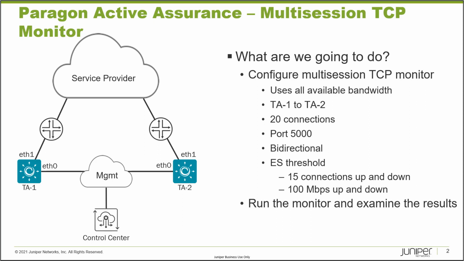It's going to be 20 connections, and that's the whole point of a multi-session TCP monitor, the amount of sessions that it allows you to have. And then we're going to use port 5000. It's going to be bidirectional. We're going to have some error seconds thresholds of 15 connections up and down. So if that drops below 15 connections, then it's going to have some error seconds. And if we drop below 100 megabits per second up and down, we're going to have some error seconds.